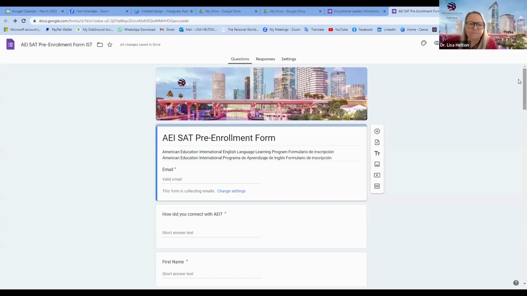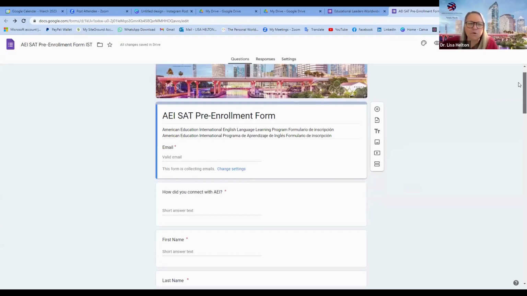You'll also notice your assessment that's attached in your link. If I can share a little bit about what that might look like. This is the school leaders form, and this is the SAT form for the students.